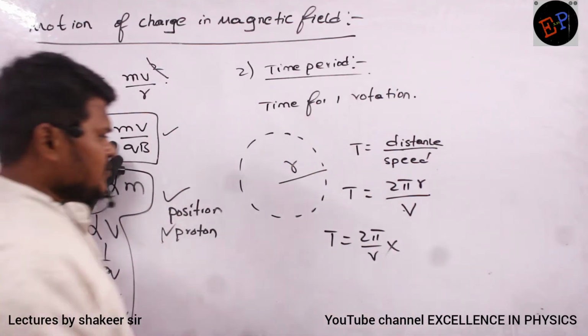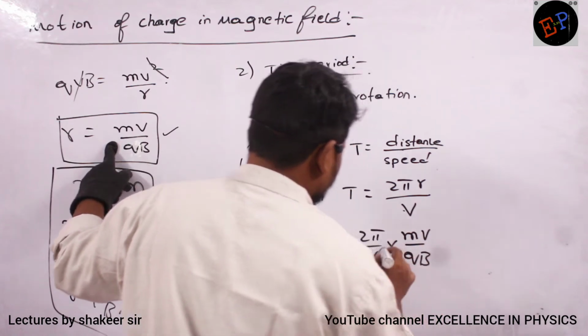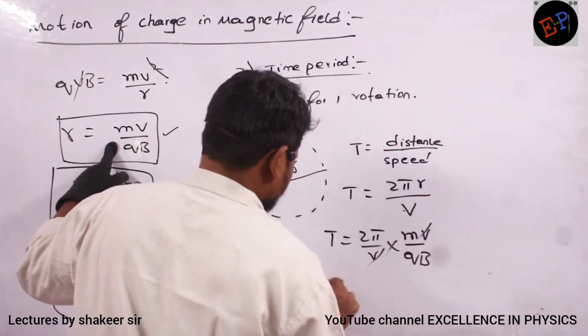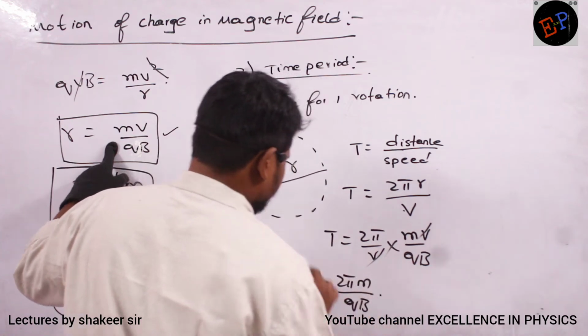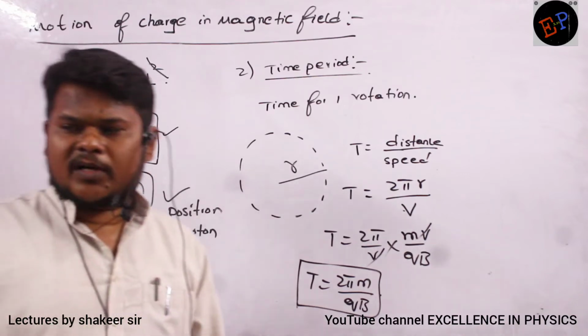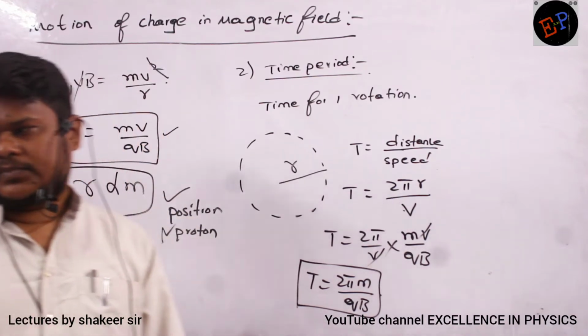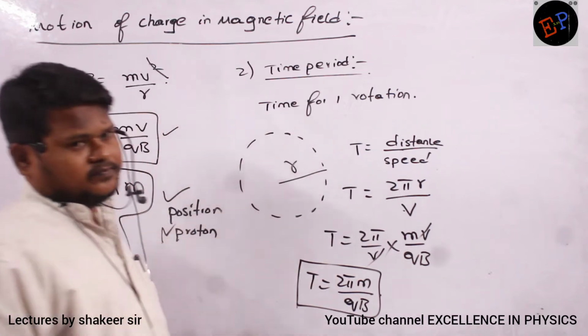Already I have calculated, no? mv divided by qB. So v and v get cancelled. So time period is equal to 2 pi m divided by qB. So this is the equation for the time taken for a charge to complete one circle. Okay, it takes this much time to complete one circle.